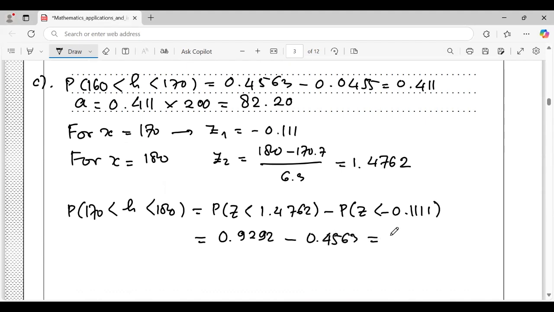0.4563. The result is 0.4729. So B equals 0.4729 multiplied by 200 population. B equals 94.58.